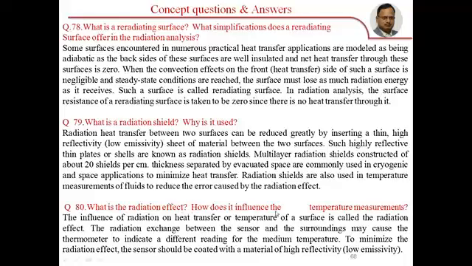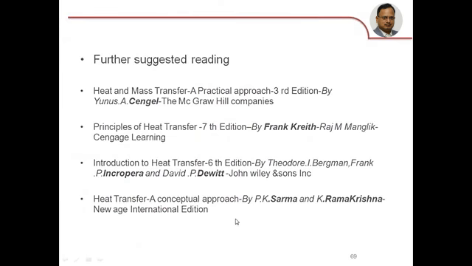What is the radiation effect? How does it influence the temperature measurement? The influence of radiation on heat transfer or temperature of a surface is called the radiation effect. The radiation exchange between the sensor and the surroundings may cause the thermometer to indicate a different reading for the medium temperature. To minimize the radiation effect, the sensor should be coated with a material of high reflectivity, low emitting nature, or you can use shields to minimize the error. That's all about this chapter on radiation heat exchange between two surfaces.